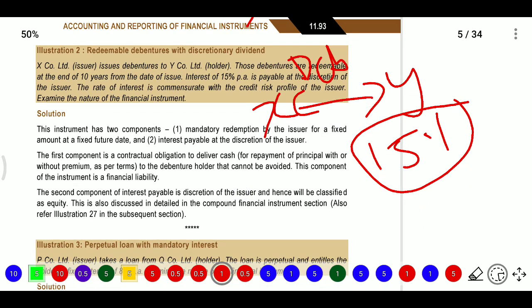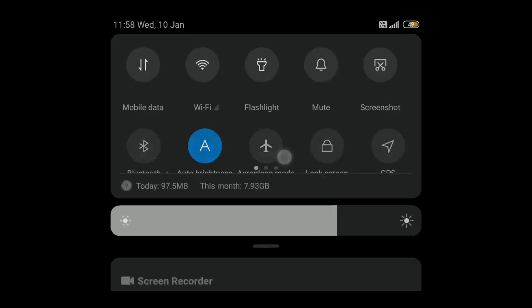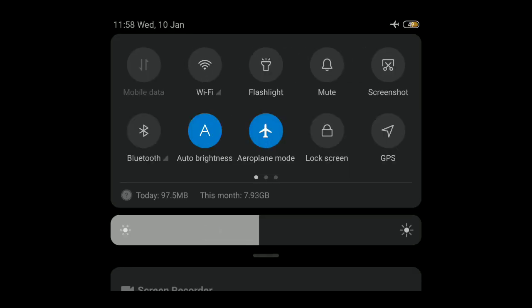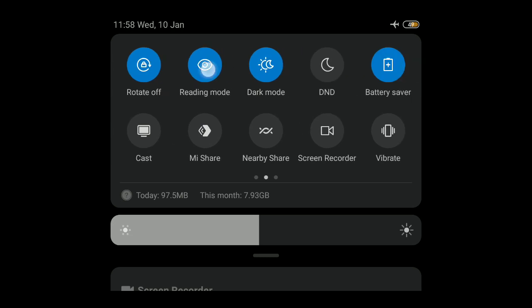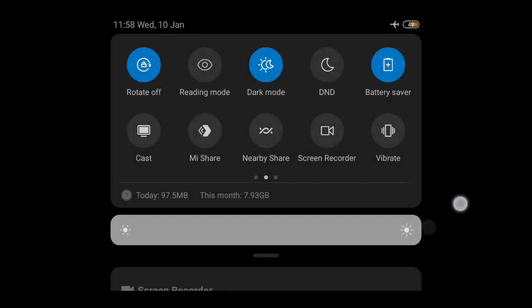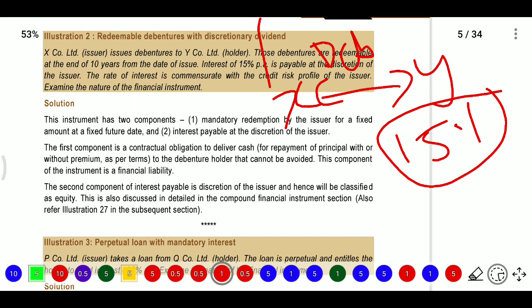Now here two components will be recognized. Okay, two components are there. One component is mandatory redemption by the issuer for a fixed amount at a fixed future date, so here cash is involved. And interest is payable at the discretion of the issuer.